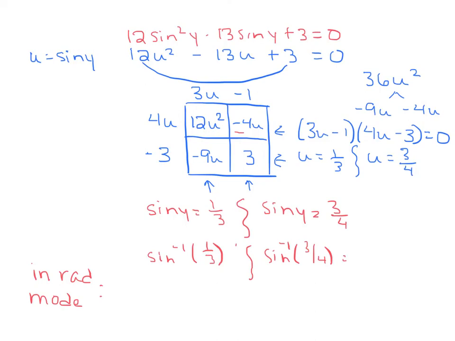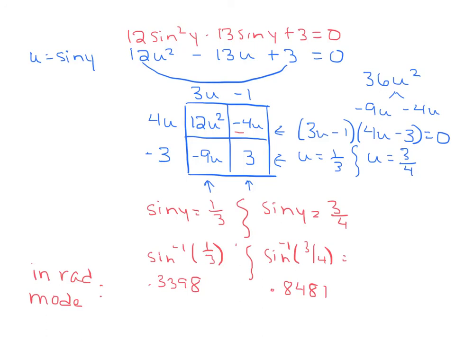So mode, radian, inverse sine of 1 divided by 3. Oh, we get a gorgeous answer. We get 0.33988. And then inverse sine of 3 divided by 4 is 0.848, and I'm going to round up to 0.8481.